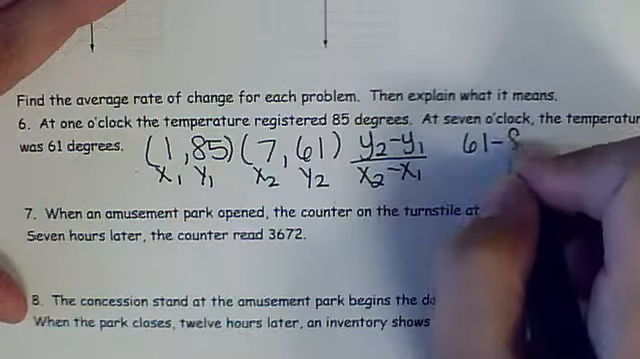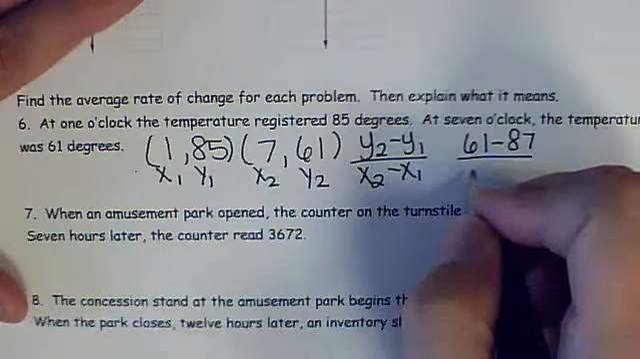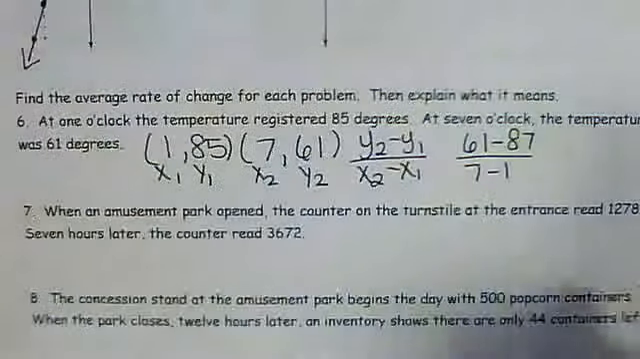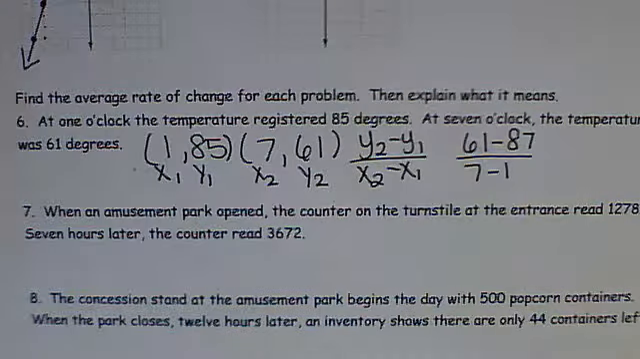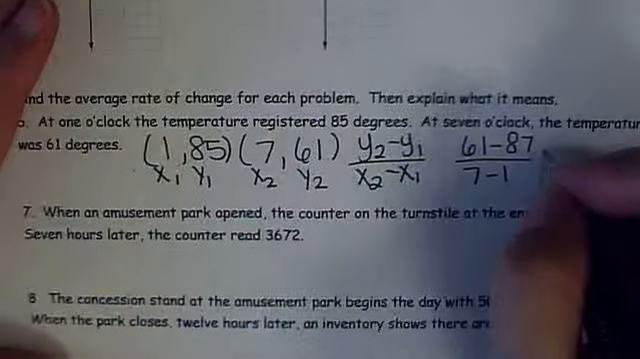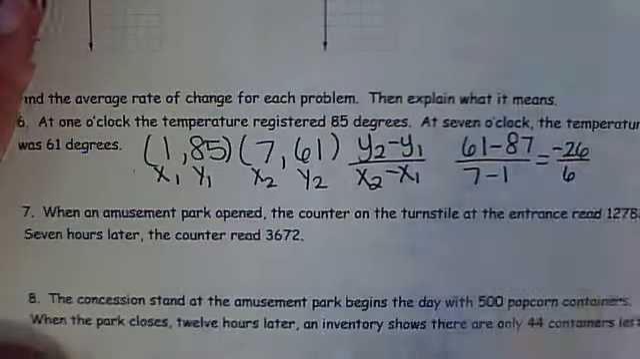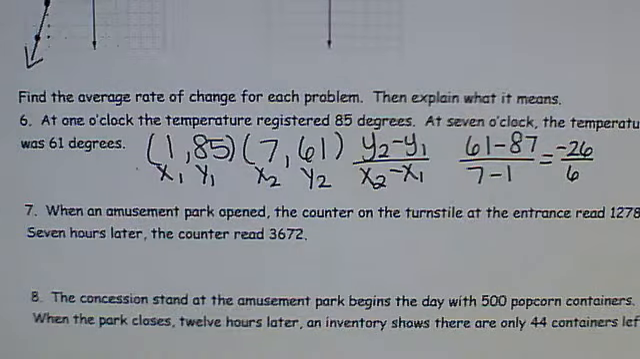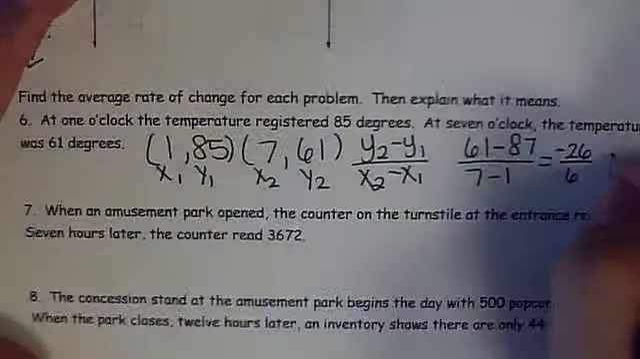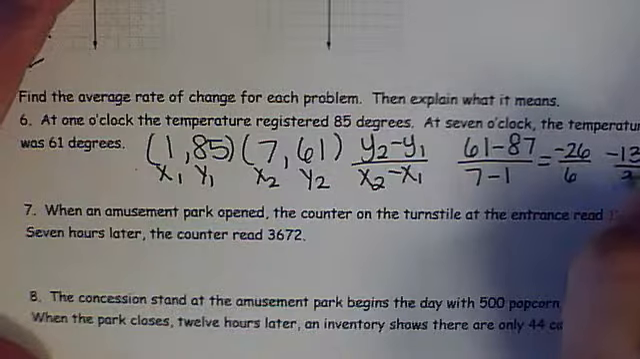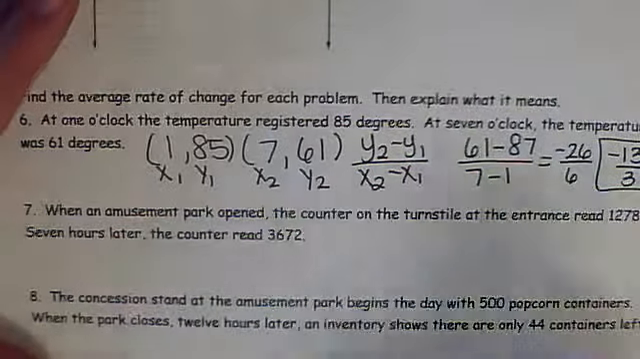61 minus 85 over 7 minus 1. So when I do this, 61 minus 85 is negative 24... I mean negative 26 as stated. 7 minus 1 is 6. So when I simplify that, negative 26 over 6 simplifies to negative 13 over 3. Okay? So there's our average rate of change.